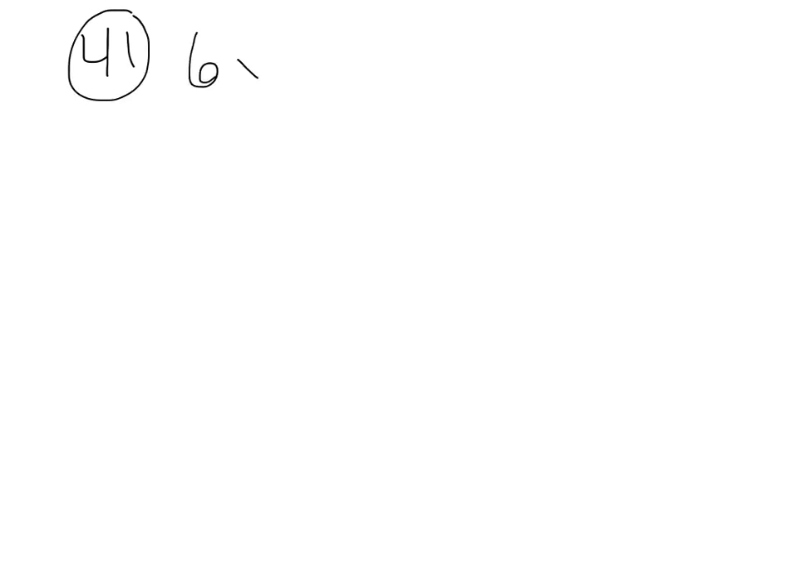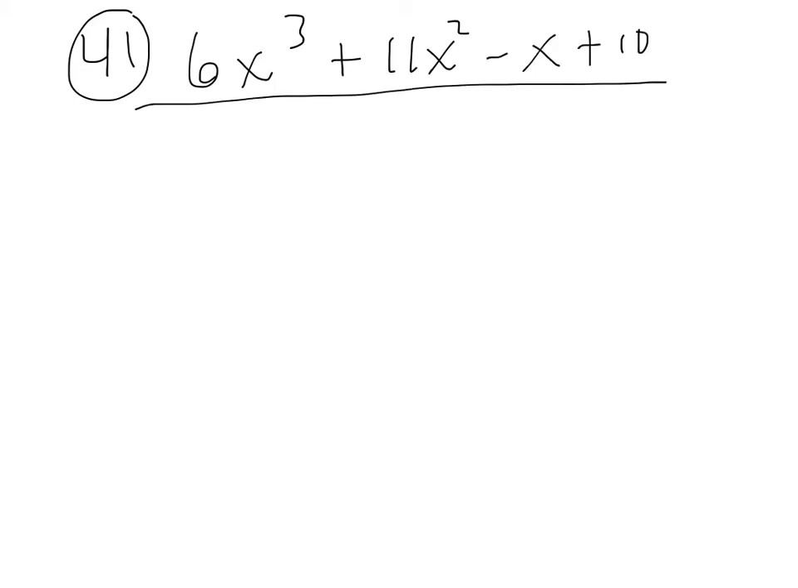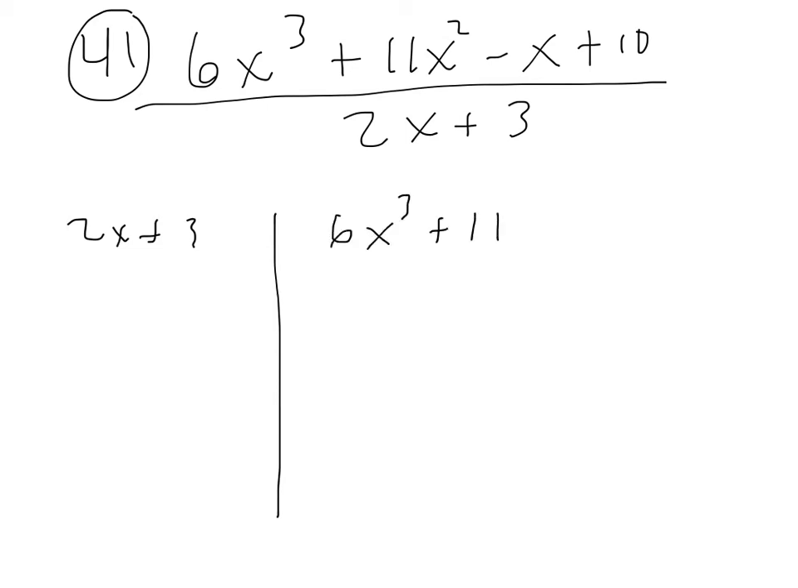It was 6x cubed plus 11x squared minus x plus 10 divided by 2x plus 3. So we'll walk through the setup a little faster for this one. Again, we're going to write both in descending order. And we've got to remember again to check to make sure that there are no missing coefficients.